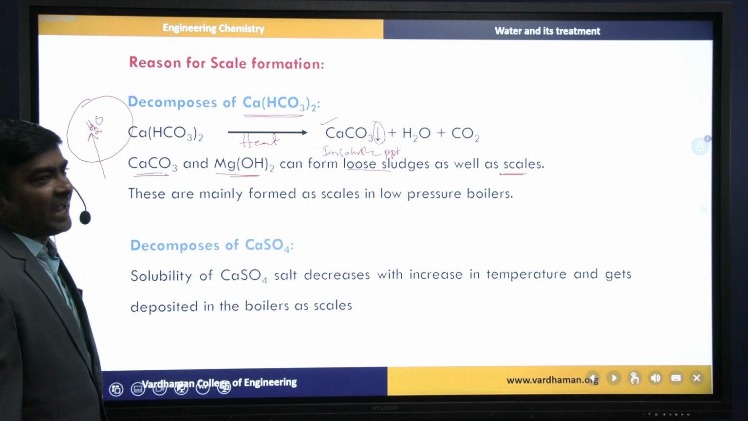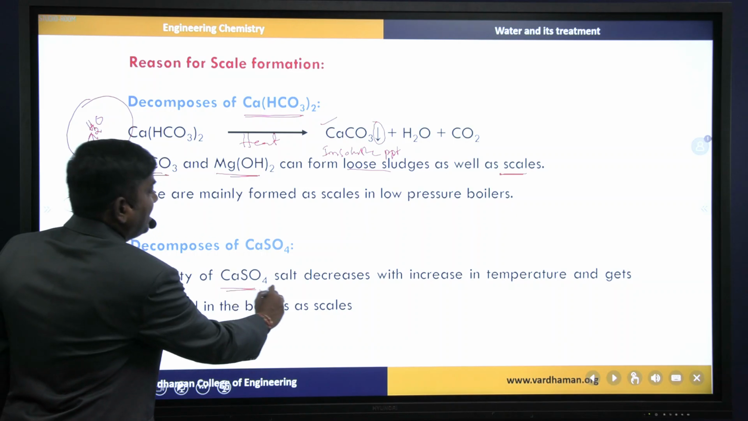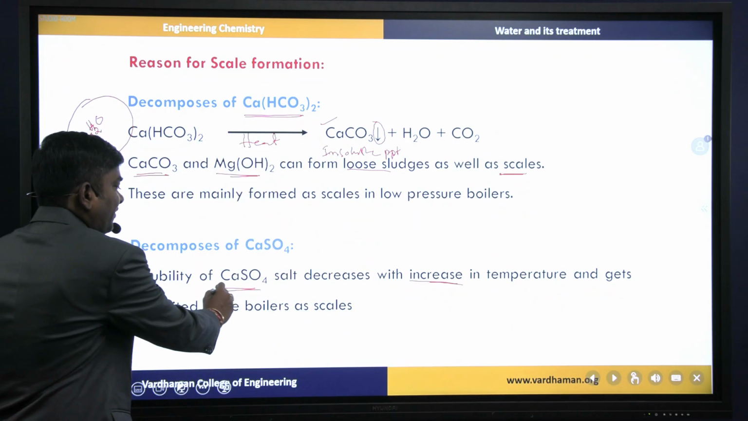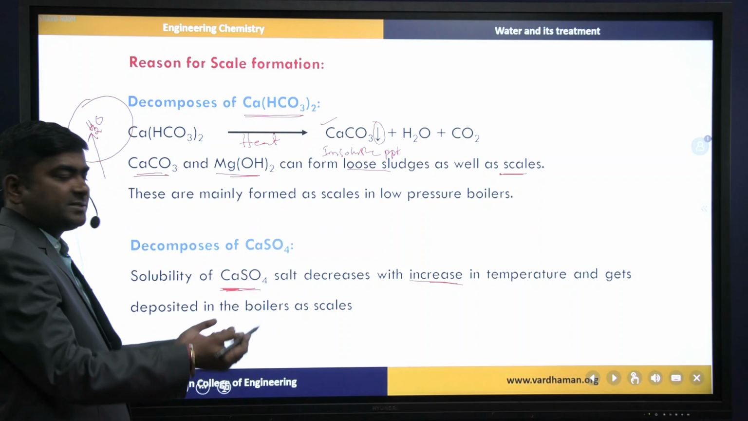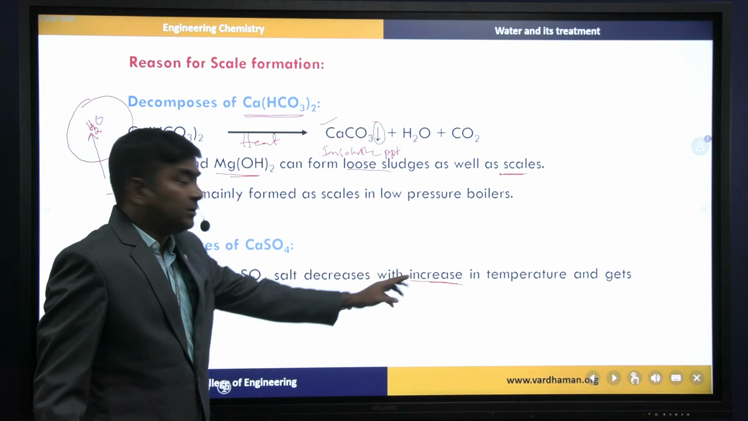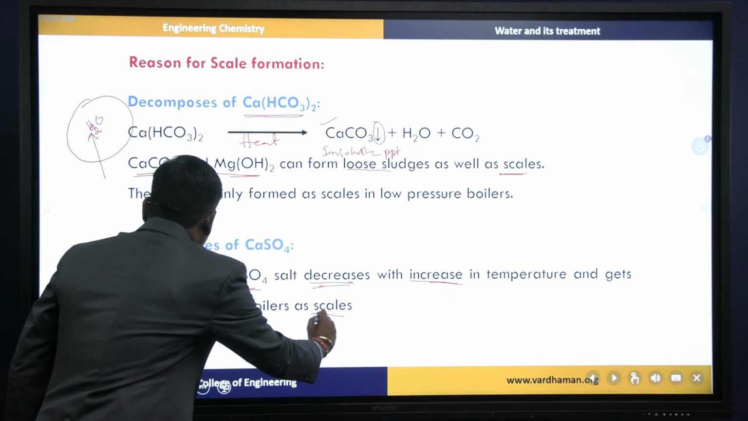Decomposition of calcium sulfate: the solubility of calcium sulfate salt decreases with increasing temperature. If calcium sulfate is there and we are raising the temperature, the solubility of this salt decreases, so that leads to formation of scale.